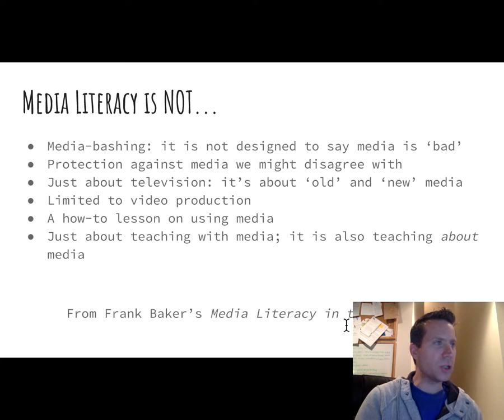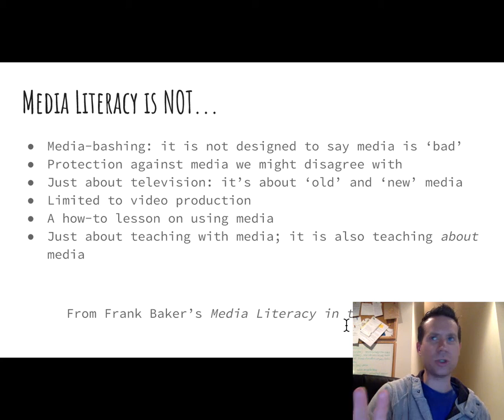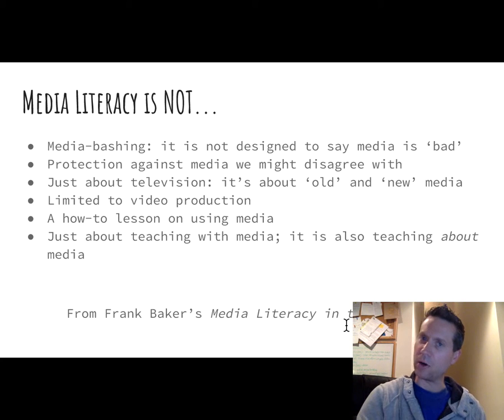It's not really protection against the media. I don't want to put you in a bubble and say, you shouldn't be watching some of these things. Now, there are some appropriate guidelines, but for the most part, it isn't just locking something away and not giving you access to it, because then you won't be able to understand it very well. Then you've had no experience with it.